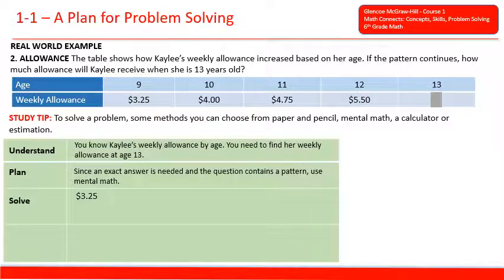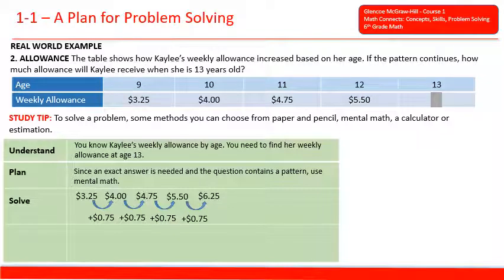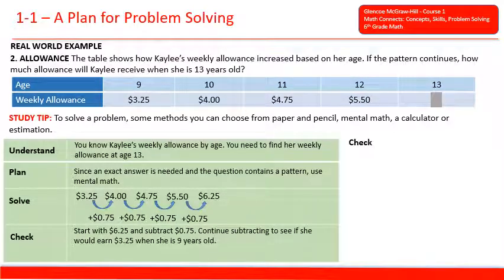So to solve, $3.25, $4, 75 cents. $4.75 is greater than $3.25, right? What's the difference between $4.75 and $4? It's 75 cents. $5.50 is 75 cents greater than $4.75. And $6.25 is 75 cents greater than $5.50. So our answer is, for 13, she makes $6.25 a week, right?